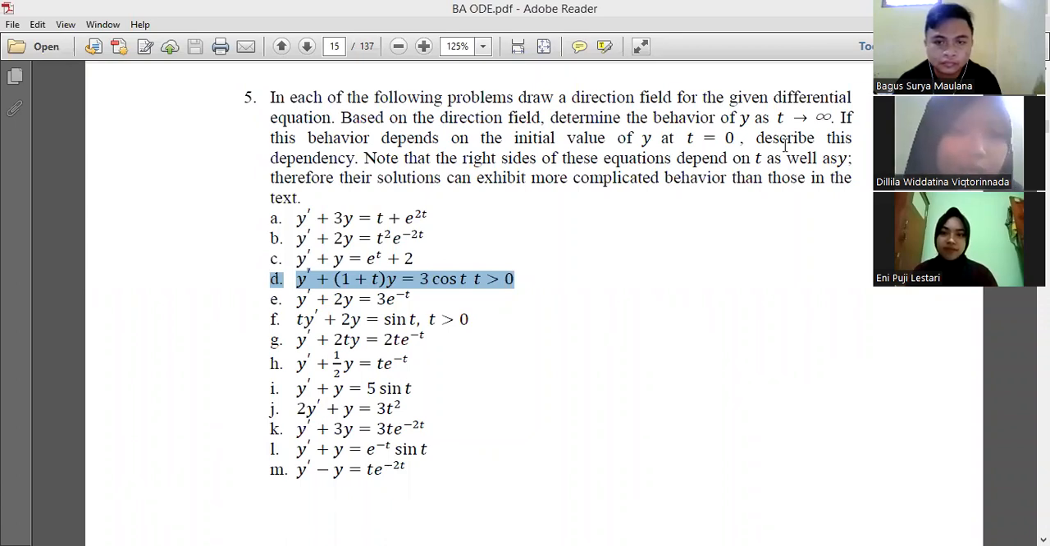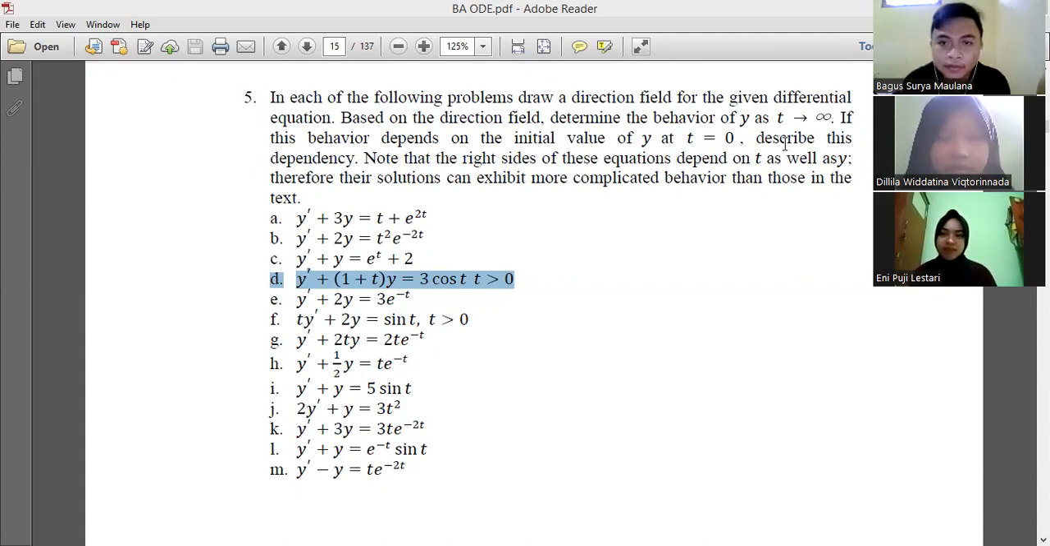For question 5, t y prime plus (1 plus t) times y equals 3 cos t for t greater than 0. The question will be solved by Bagus. Okay, thank you. So the next will be the solution for this problem.